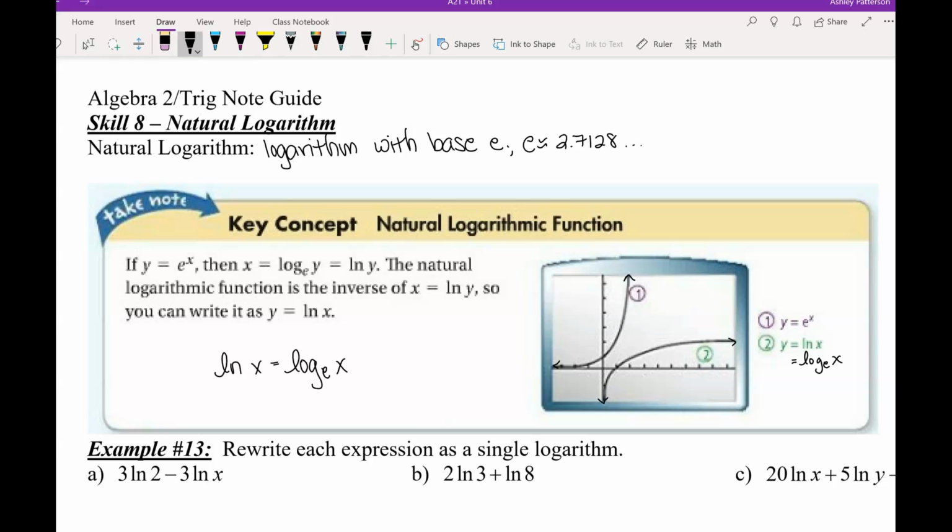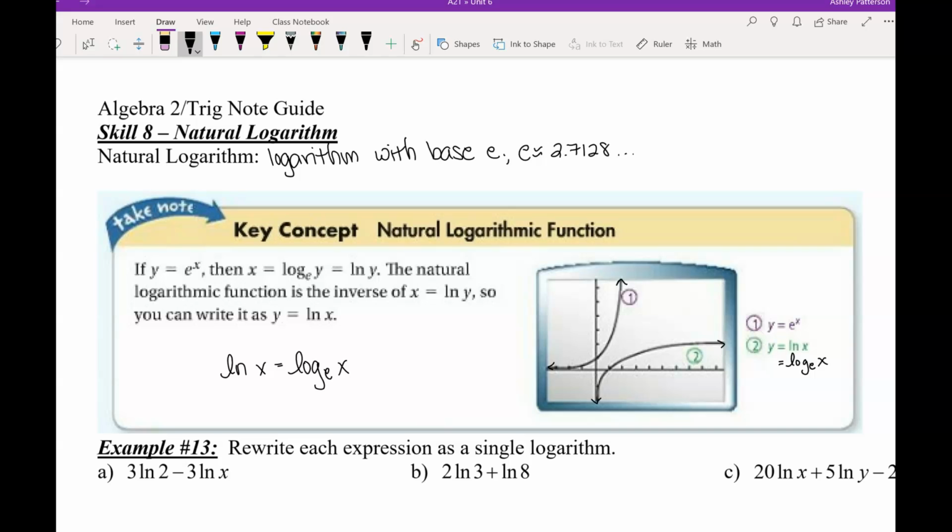Okay, so all of the properties that we've talked about, they still apply. How we solve equations, they still apply. The only difference is now we're dealing with a logarithm with base e. What other special logarithm have we come across? The common logarithm, and that was base 10. So the only difference here for skill 8 is that this is going to be base e.